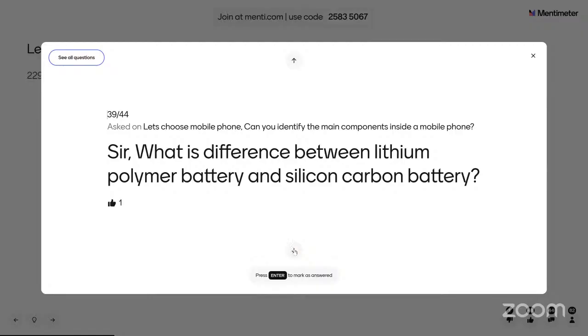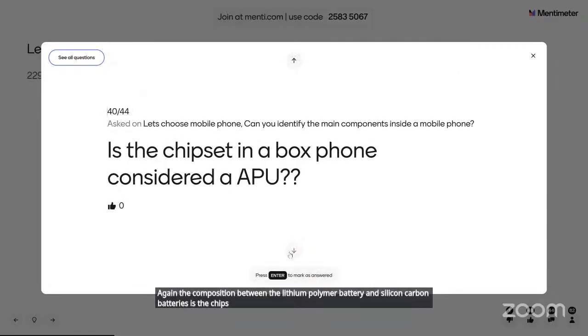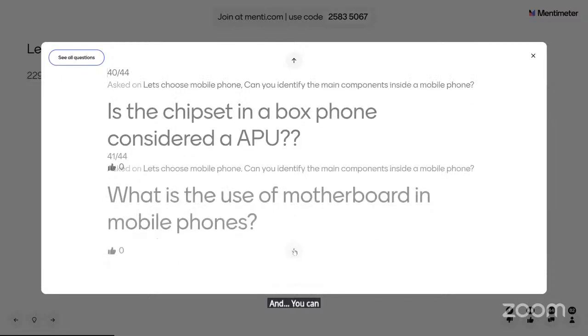Again, on the comparison between lithium polymer batteries and silicon carbon batteries: is the chipset in the phone considered as an APU? You can say that, but not exactly.